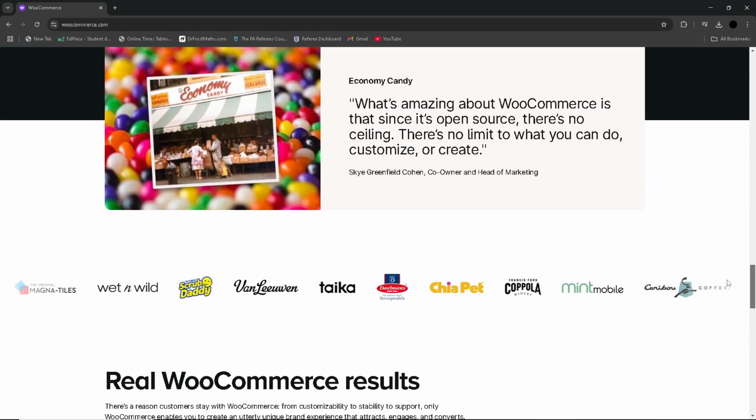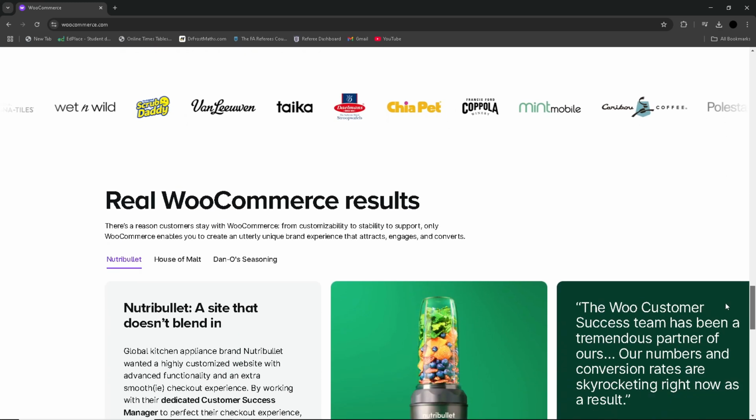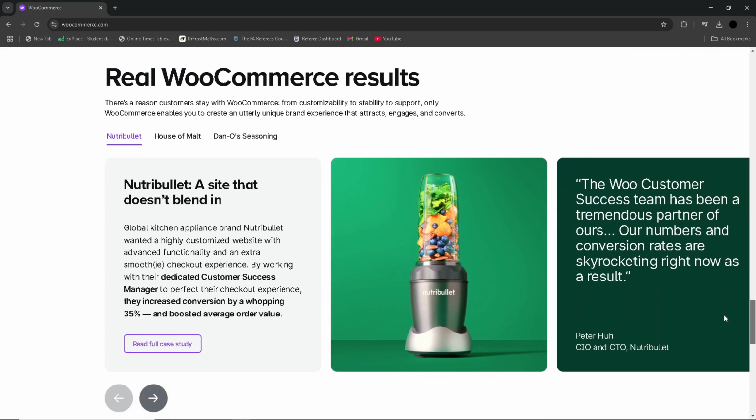Sometimes plugins can also affect the 404 error, so deactivate all of the plugins that you recently installed. Then reactivate the plugins one at a time to identify the plugin that causes this issue.